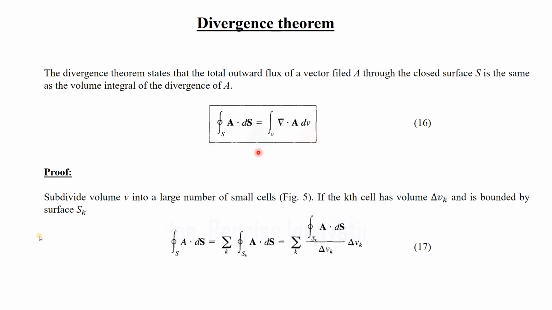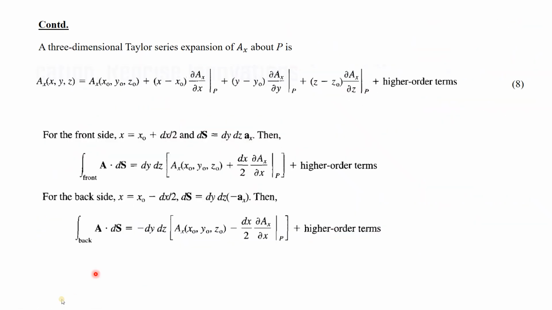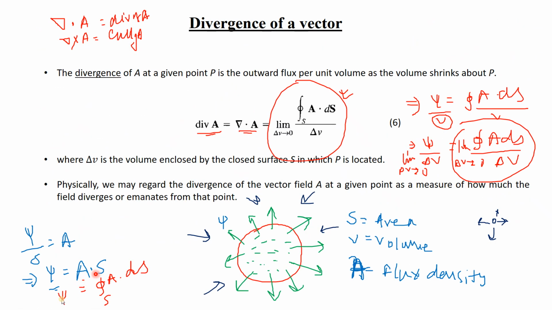Now, with respect to the divergence of a vector, we generally get a theorem which is called the divergence theorem. What is the divergence theorem? Divergence theorem states that the total output flux from a vector field A through the closed surface S is the same as the volume integral of the divergence of A. That means the total amount of flux which is coming out of the particular vector A is a closed surface integral of A, which is nothing but psi.